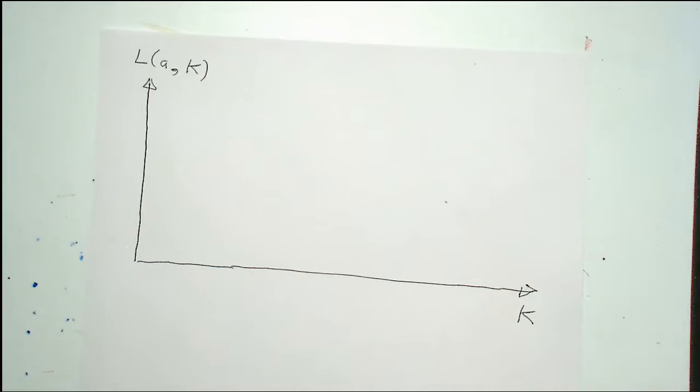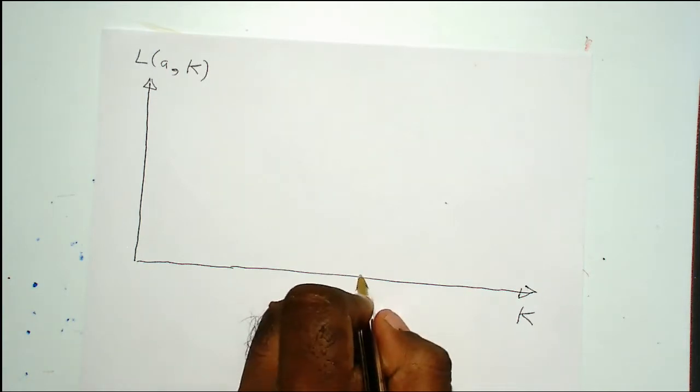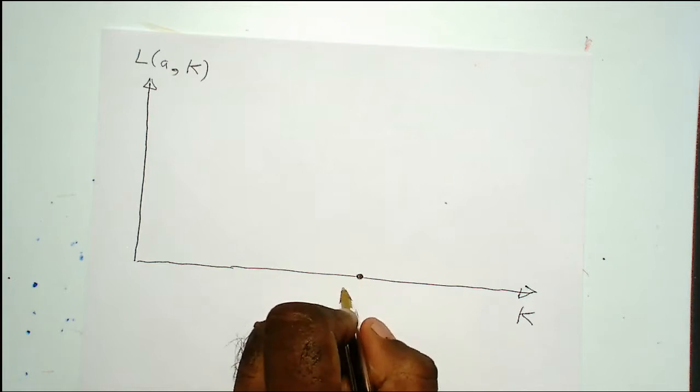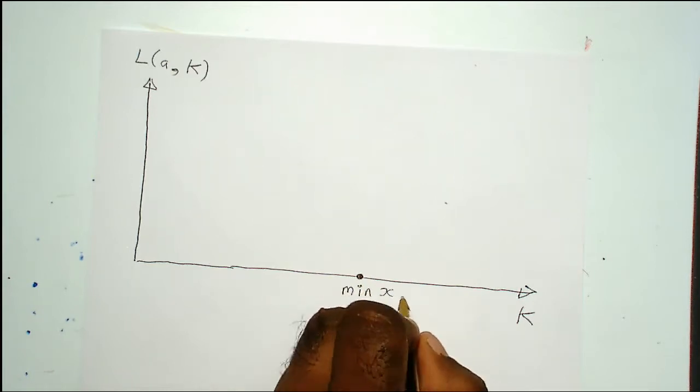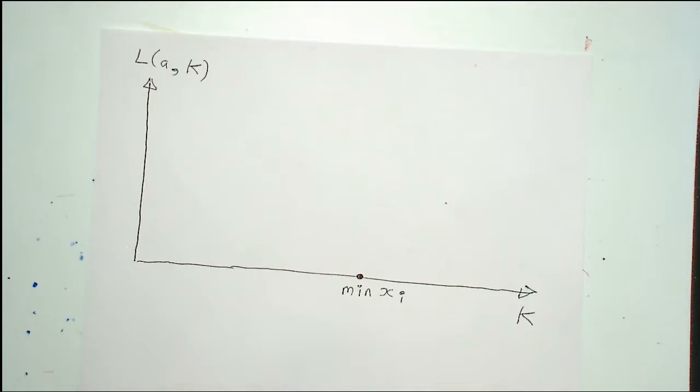I'm going to plot this function here as a function of k. Now, how do you think it's going to look? Suppose this is the min of xi. The only term, apart from this term, that involves k is this term here. Now, if you look at this term carefully, is this an increasing or decreasing function of k? This is an increasing function of k, right?